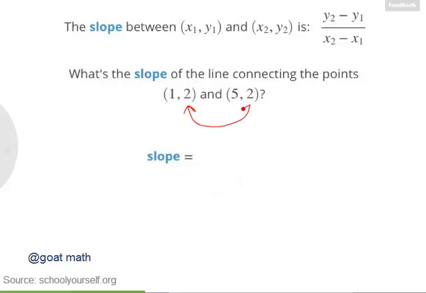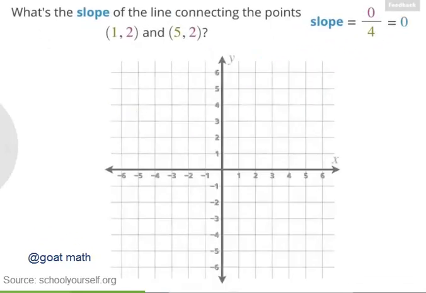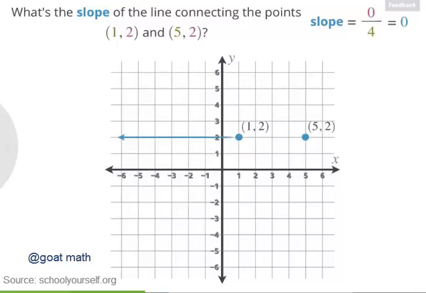Exactly. The y-coordinates are both 2, so the difference between them is 0. And the difference between the x-coordinates is 4, so the slope is 0 divided by 4, which equals 0. Let's plot these coordinates to see what the line looks like. Here's 1, 2, and here's 5, 2, so this is the line connecting them.